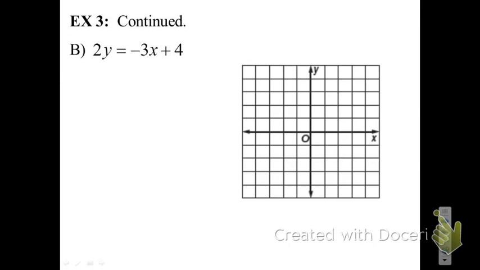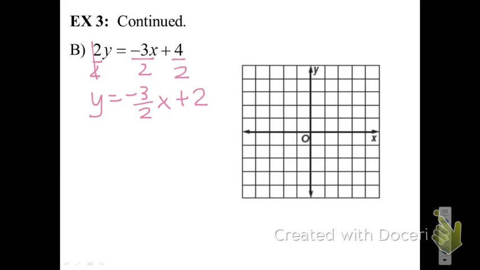Okay, our second one of these, if you notice, it's not in slope-intercept. Slope-intercept has y by itself. So the first thing that you're going to do to get y by itself is divide by 2, and we will divide each piece by 2. These 2's divide out, and you get y equals -3 over 2x plus 2.